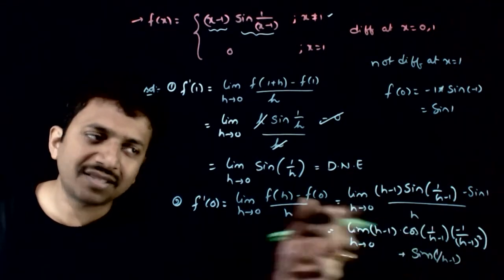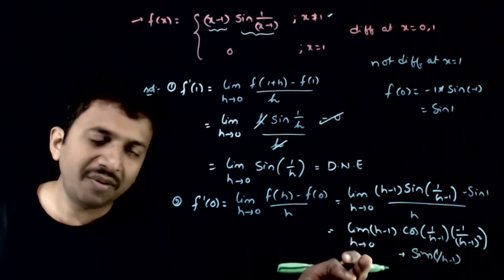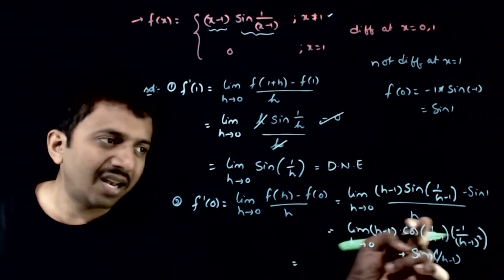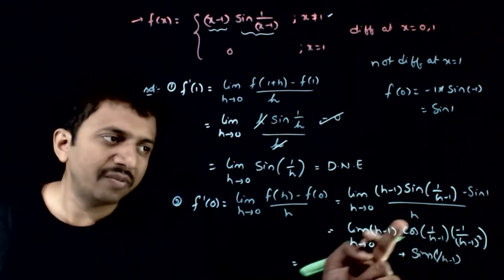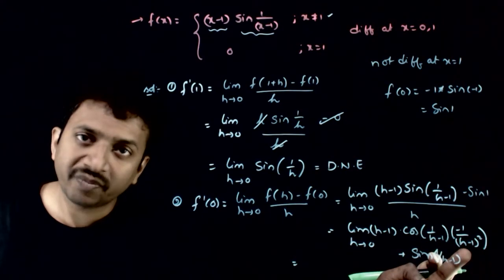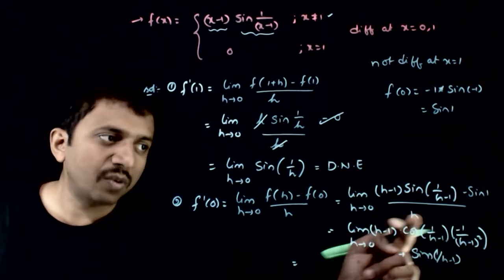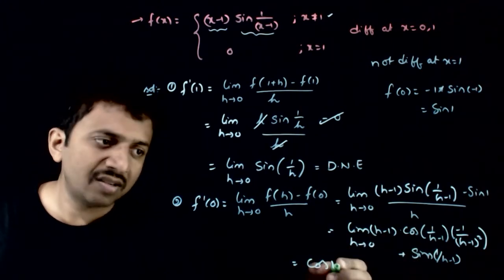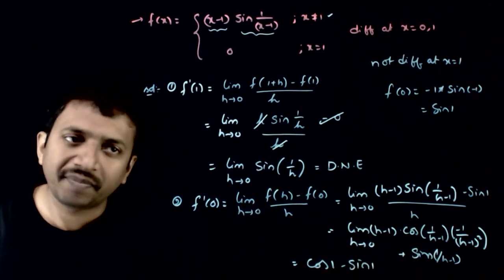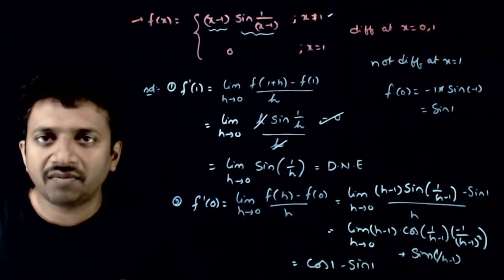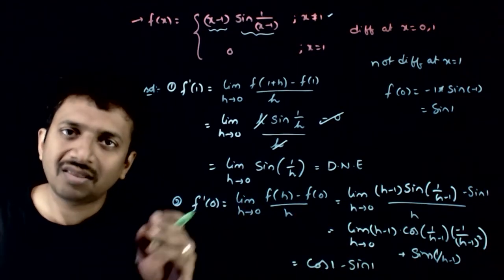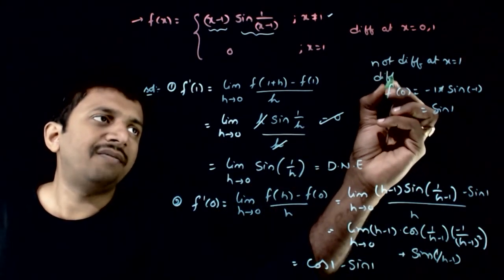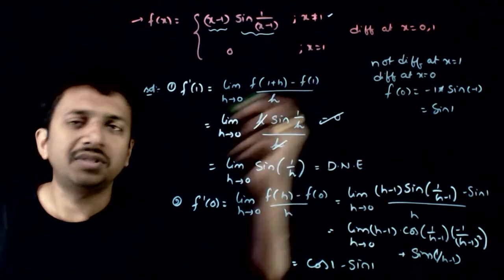So you have to find this limit. As you can see, this limit is directly defined because as h tends to 0, all these numbers are nicely defined. You get minus 1 cos of minus 1 into minus 1. So minus 1 into minus 1 is plus 1, into cos of minus 1 is cos 1. And this is plus sine 1. So f dash of 0 is cos 1 plus sine 1. This limit is nicely defined. Hence, the function is differentiable at x is equal to 0.